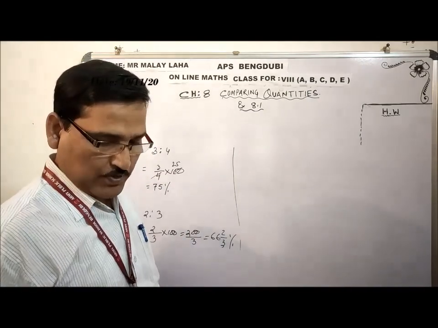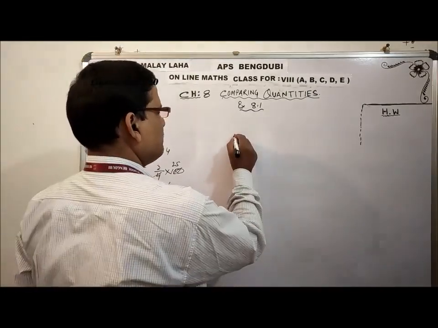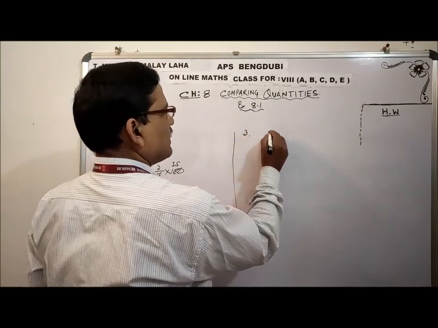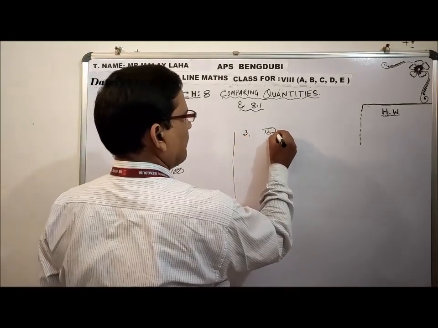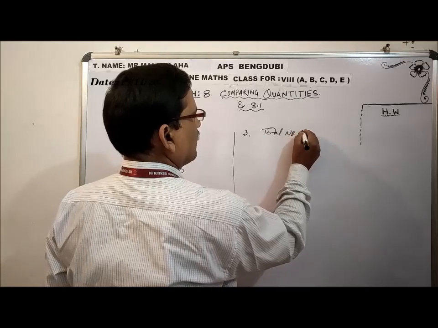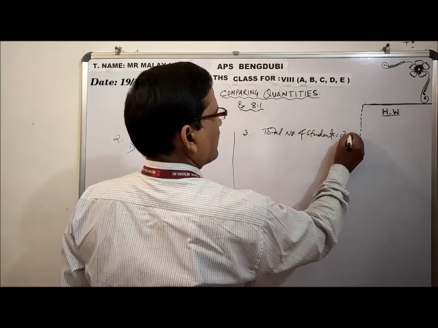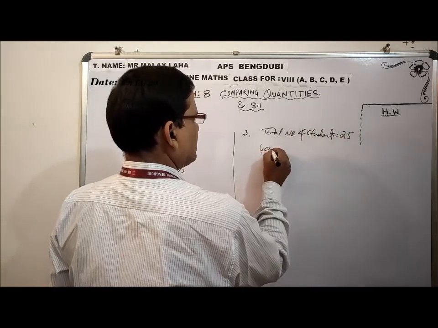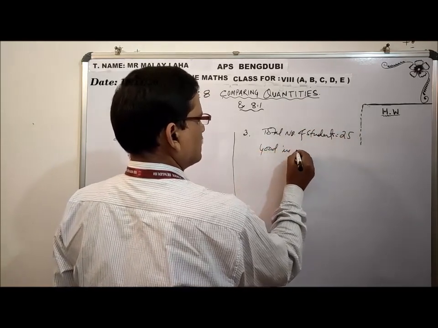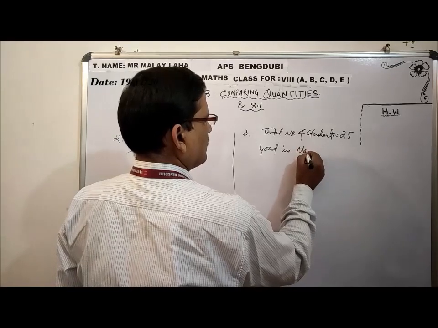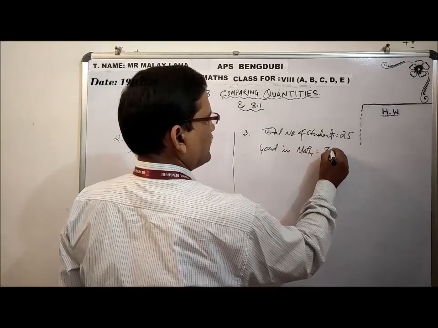Or, I am doing it in 2 ways, very simple ways. Total number of students is 25. Good in mathematics, shortcut, 72%.